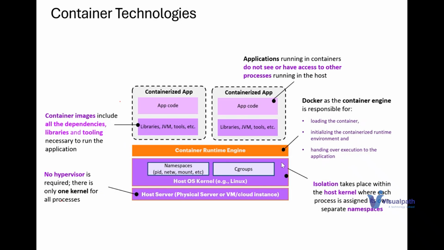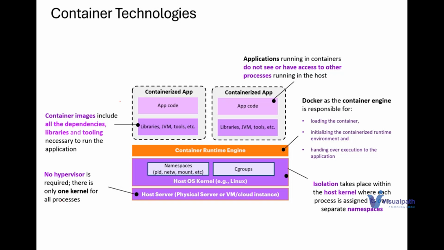Now, we have already understood another key aspect of containers, which is isolation. When we say it's isolated, each process within a container is assigned its own separate namespaces. This ensures that processes running inside one container do not see or have access to other processes on the host or in other containers. For example, one container might be running a web server while another is running a database. They won't interfere with each other.